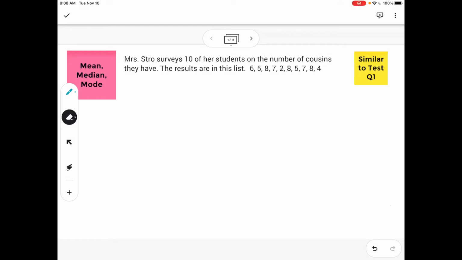Hey guys, let's do yet another example for mean, median, and mode. And this is in a format that's very similar to your test, so make sure you are paying attention and you can review this at any time. All right, so let's begin with mean.